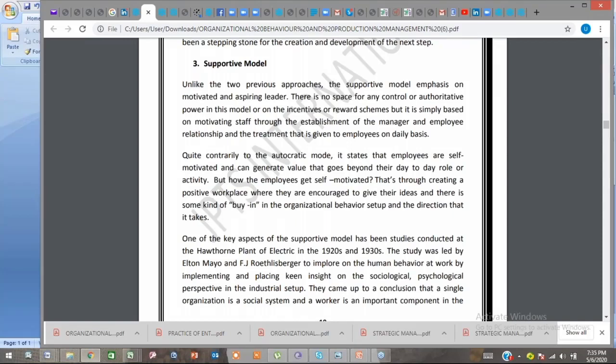Quite contrary to the autocratic model, it states that employees are self-motivated and can generate value that goes beyond day-to-day rules or activity. But how does the employee get self-motivated? Through creating a positive workplace where they are encouraged to give their ideas and there is some kind of buy-in to the organizational behavior setting and direction. So this is a more responsible model. Employees are allowed to exercise their initiative, they are allowed to give ideas, and the company also tries to adapt to them. So it is more like a supportive model.